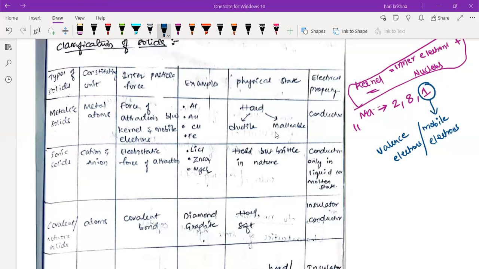Next one is ionic solids. Generally, ionic compounds have both ions, cations and anions. Cation means positively charged particles. Anion means negatively charged particles. Whatever force of attraction is there between the cation and the anion forms the ionic compound and the ionic solid. What are the examples? Lithium chloride, zinc sulfate, magnesium chloride. Can you understand my handwriting?